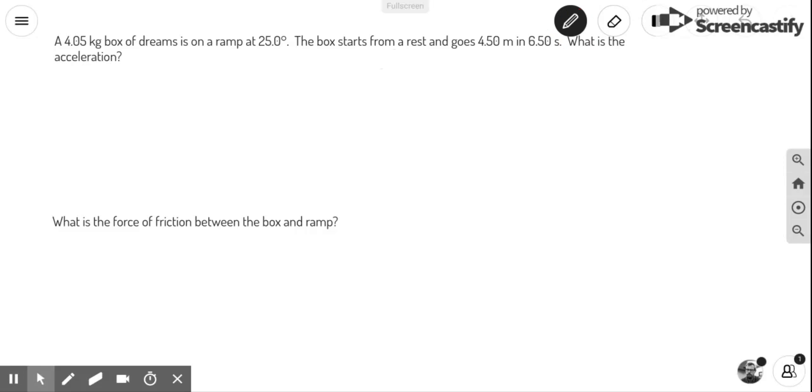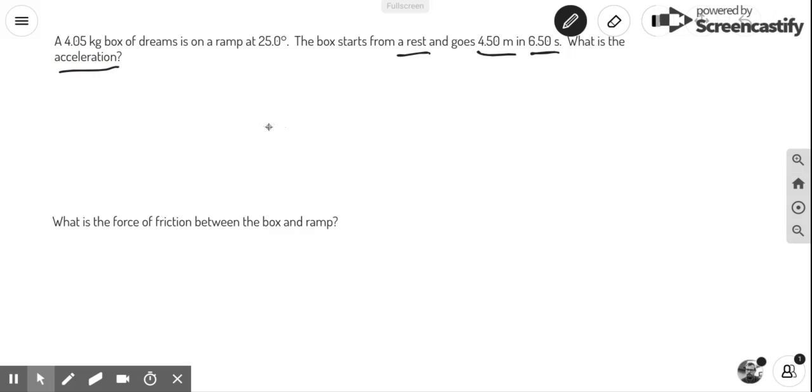When you look at that first question, we've got a box on a ramp at an angle, and we've got a mass. But it's starting from rest, going 4.5 meters in 6.5 seconds. What's its acceleration? We're just talking about one-dimensional motion here. So what do we know? We've got our distance and a time. It's starting at rest, so our initial velocity is 0. Delta x is 4.5, time is 6.5 seconds. What's its acceleration is our question.